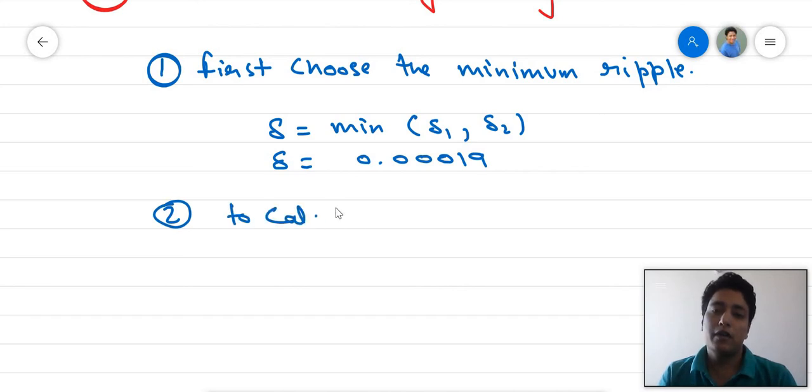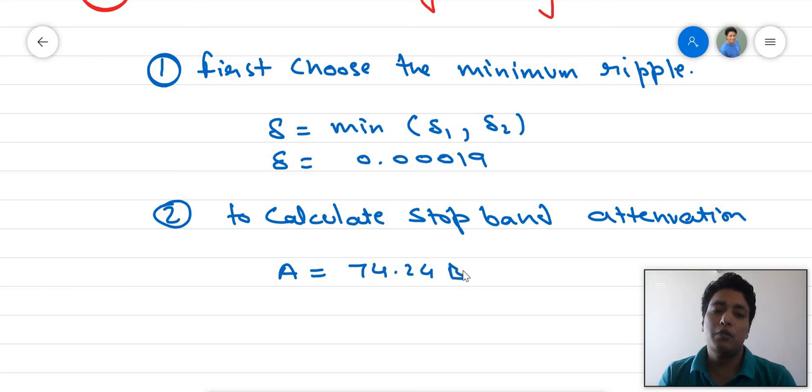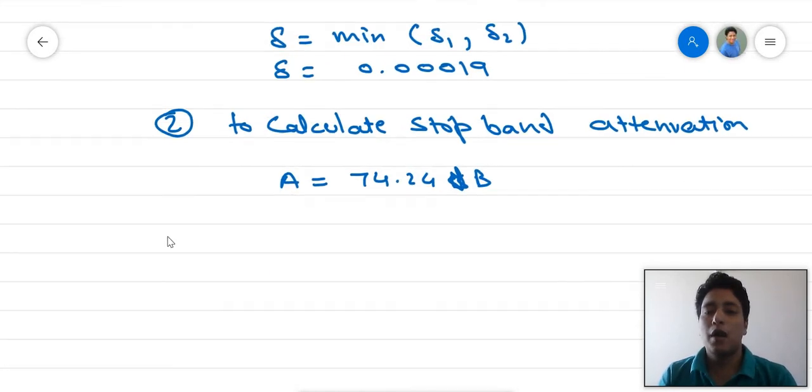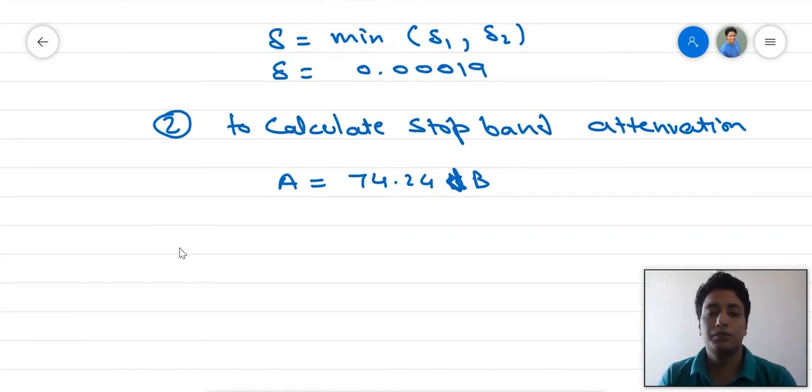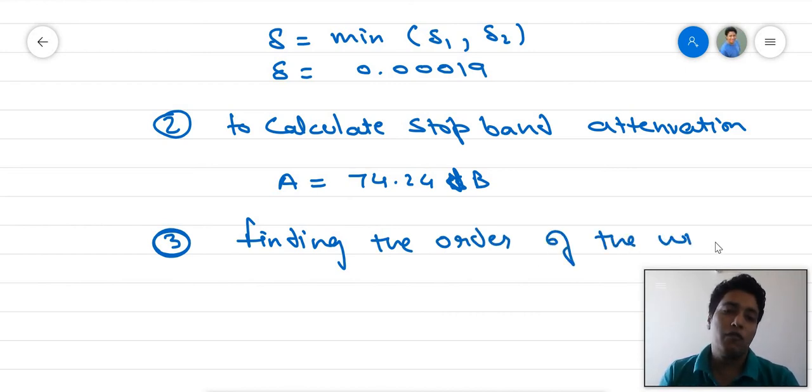Second part is to calculate stop band attenuation, and as we have done this before, A comes out to be 74.24 dB. For Kaiser window, part 3rd is finding the order of the window.